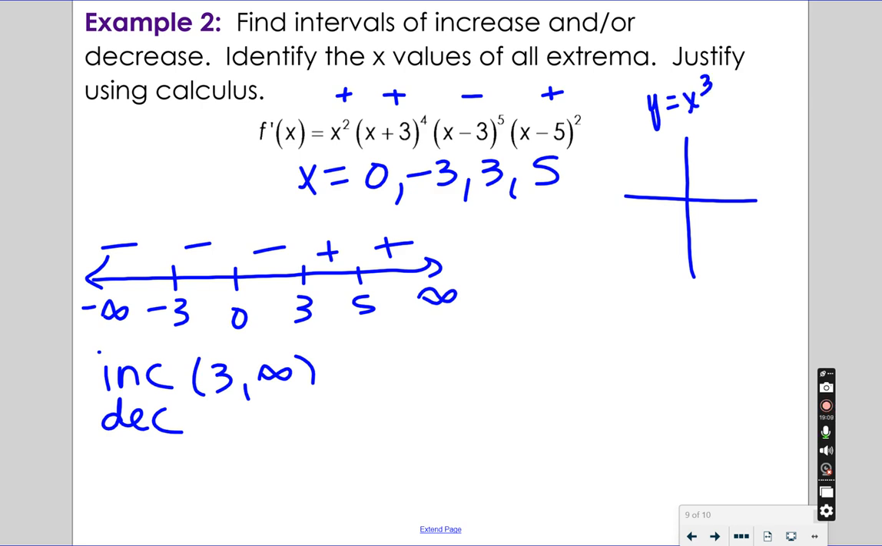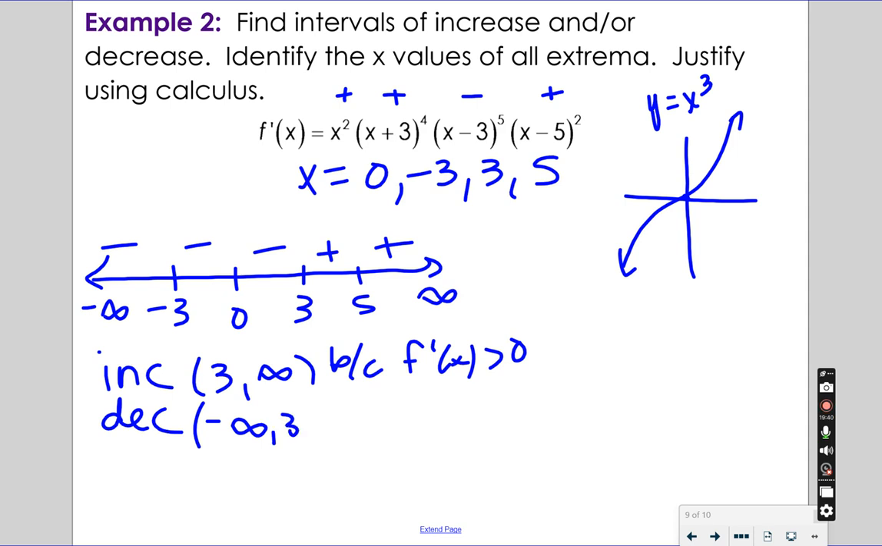Think about y equals x cubed. Wouldn't you say that that's increasing the whole time? So the slope is actually 0 at that point, but we still say the function's increasing because every point is higher than the one before it. So if it doesn't change signs, just don't worry about that number in between. So 3 to infinity is increasing because f prime of x is greater than 0. And where is it decreasing then? Negative infinity to 3 because f prime of x is less than 0.